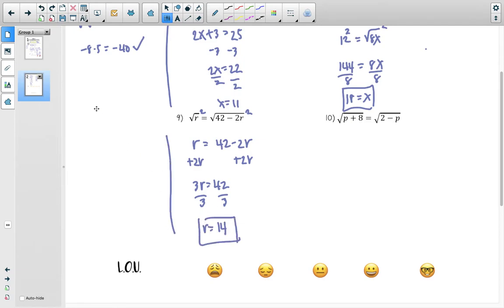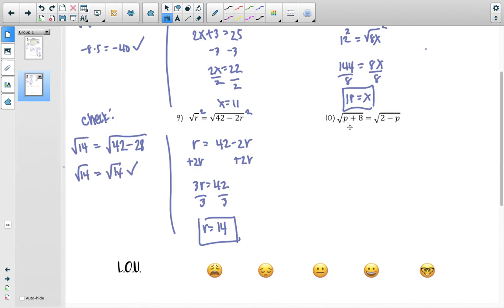Well, the question is, is this a real answer? Is this fake news? Okay, so we get r, 14 goes into the r, 42, we're going to do some mental math here. 14 times 2 is 28. Okay, and what's 42 minus 28? Well, it's 14. So the square root of 14 equals the square root of 14. We are good. That's a solution.